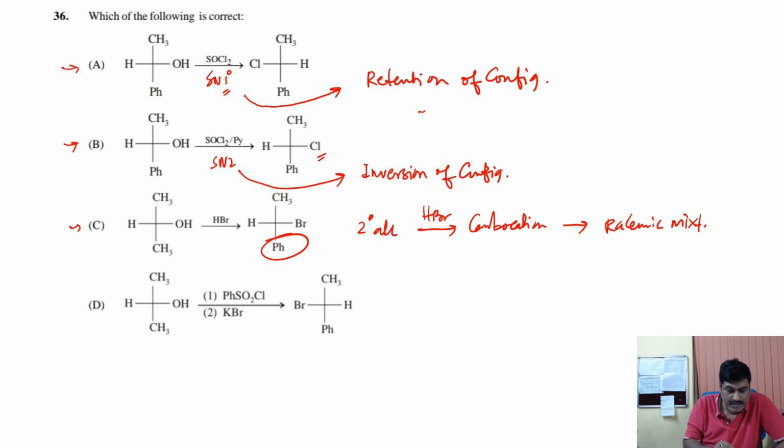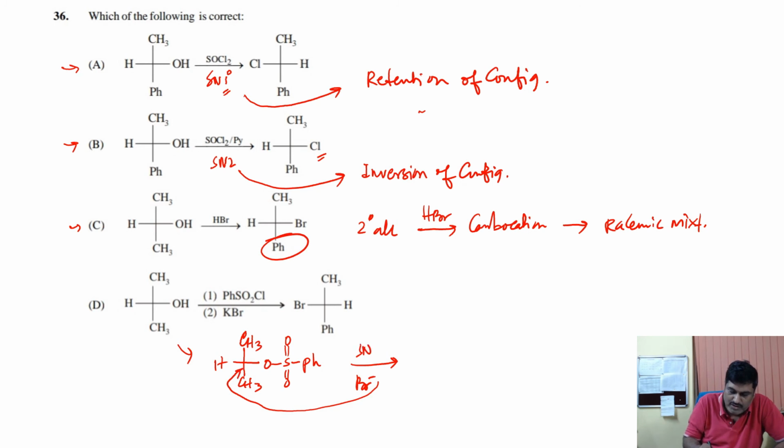So here option D, you see that in this case what happens is that you will get CH3 with H and OS double bond O double bond O and Ph, benzene sulfonyl chloride. It is just like tosylates, brosylates, nosylates, that kind of better leaving group. So this is converted to that kind of better leaving group. There is CH3. Right now KBr is given. KBr, you know this one. Br minus is acting as a good nucleophile now. So there is backside attack.